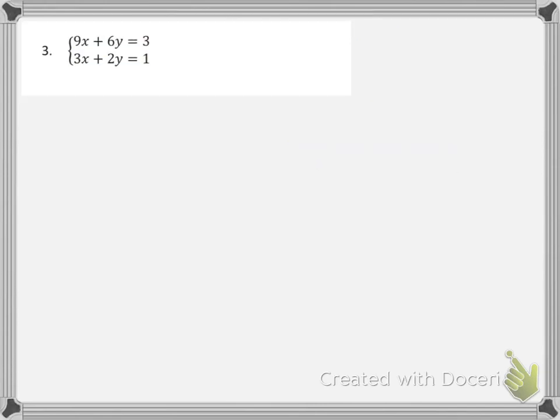All right, next. Let's check our slopes. For this first one, the slope is the negative a value, negative 9, over our b value, 6, which is equal to negative 3/2. There's our slope. Our y-intercept is the c value, 3, divided by our b value, 6, which simplifies to 1/2. So we have slope negative 3/2, y-intercept positive 1/2.